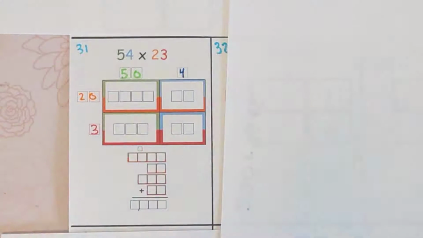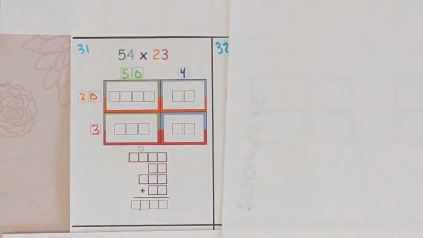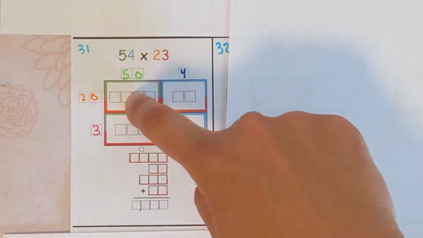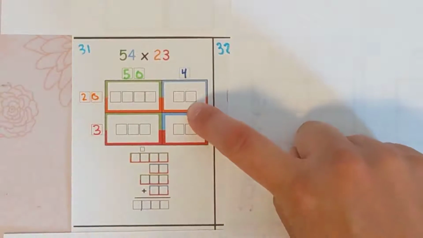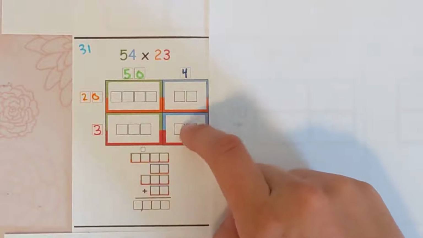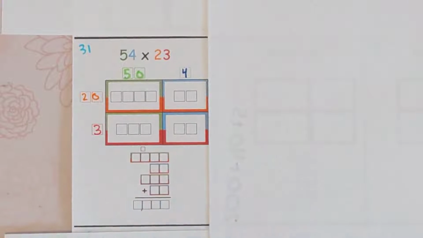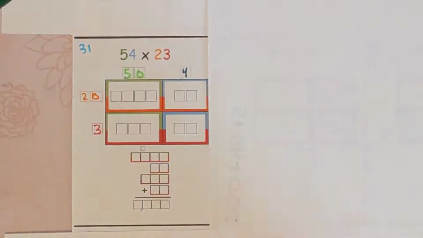54, 23. Now we're going to go through each box and multiply. So you can see from this that we're going to do 4 different problems. So we're going to do 50 times 20. In this box, you're doing 4 times 20. In this box, you're doing 50 times 3. And then in this box, you're doing 4 times 3. And if you ever get stuck, you can look at the colors to help you as you're getting used to it, and then eventually you won't need them at all. So let's go ahead and start.